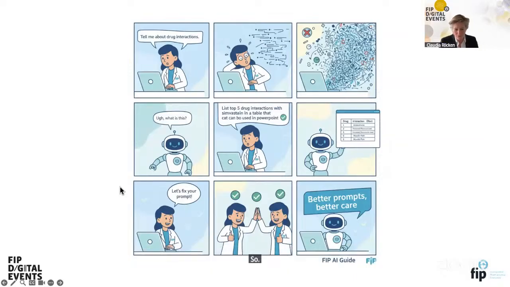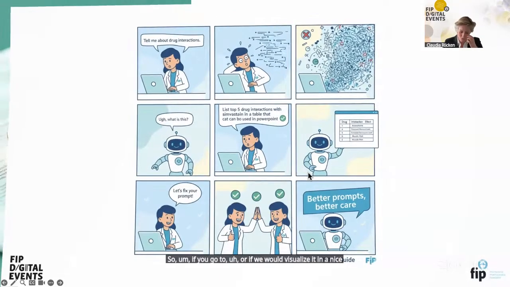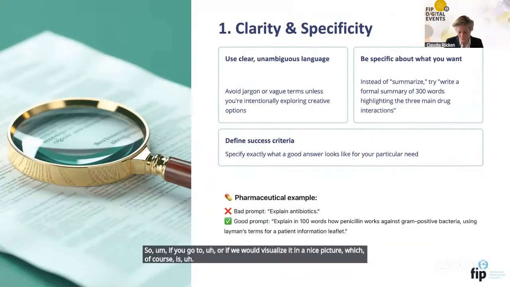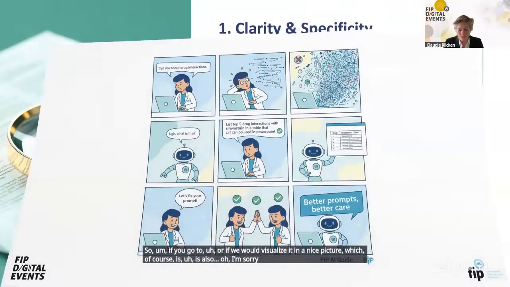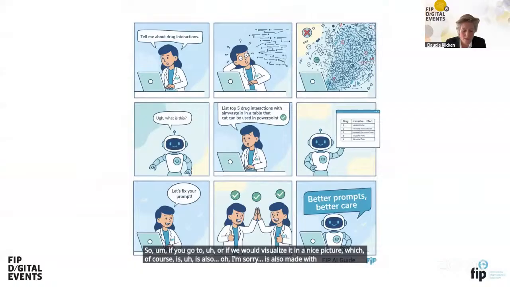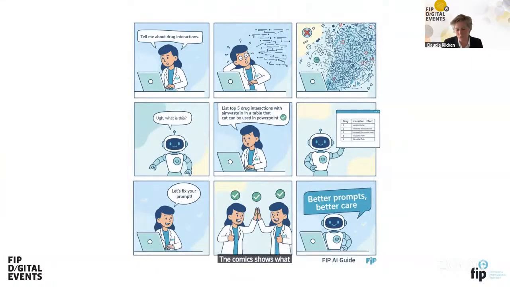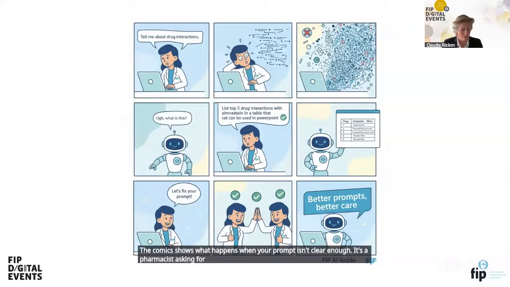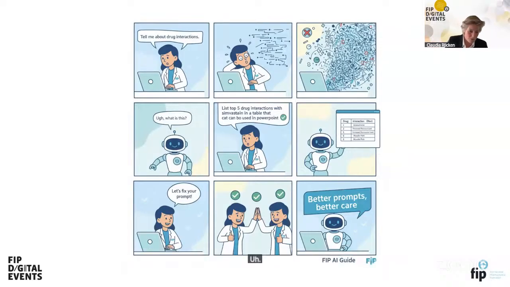So if we would visualize it in a nice picture, which of course is also, oh, I'm sorry, is also made with a large language model. The comic shows what happens when your prompt isn't clear enough. It's a pharmacist asking for drug interactions. The system completely explodes, and the computer thinks, well, a computer doesn't think, but it reacts as, what is this?